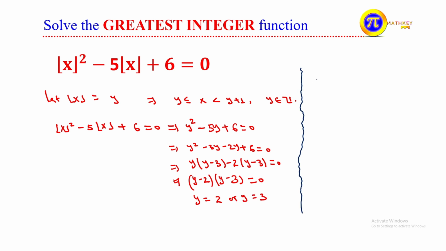Since y is equal to 2 or y is equal to 3, the greatest integer x is equal to 2 or the greatest integer x is equal to 3 ይሆናል ማለት. From the greatest integer function definition, this implies 2 is less than or equal to x is less than 3, or this implies 3 is less than or equal to x is less than 3 plus 1, that is 4 ይሆናል.